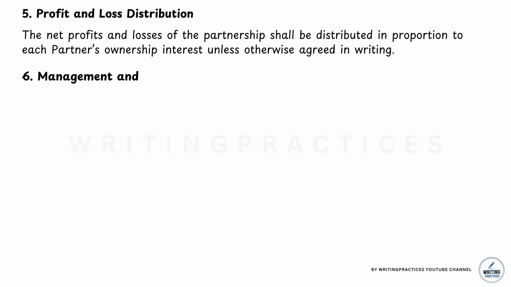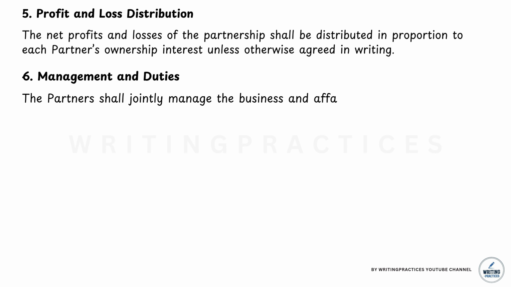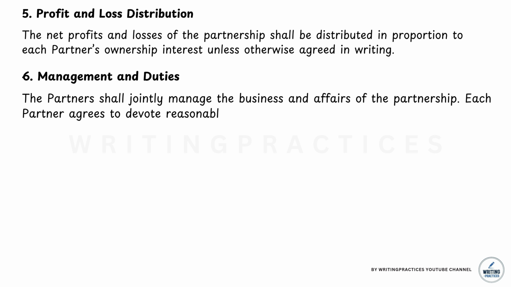Point number 6, management and duties. The partners shall jointly manage the business and affairs of the partnership. Each partner agrees to devote reasonable time, effort, and skill to the operation of the business. Specific responsibilities may include Partner 1, specify duties.